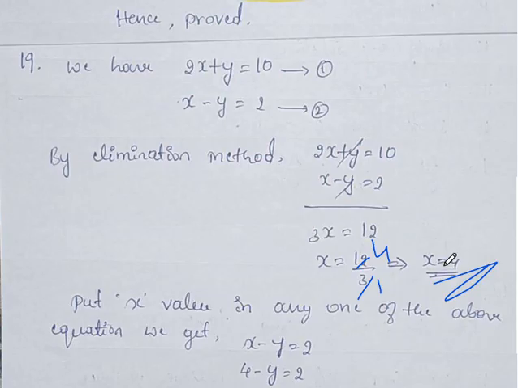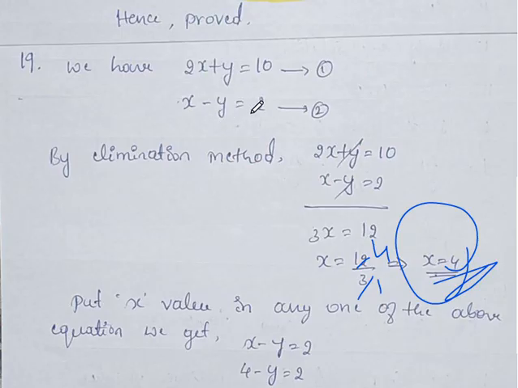Put this x value in any one of the equations given in the question. The simple equation is the second one, x minus y is equal to 2. You can substitute the x value in the first one also and you'll get the same thing, but the simplification will be a little bit difficult. Not difficult, it is also very easy, but it takes more time as compared to the second equation. So we can take the second one only.